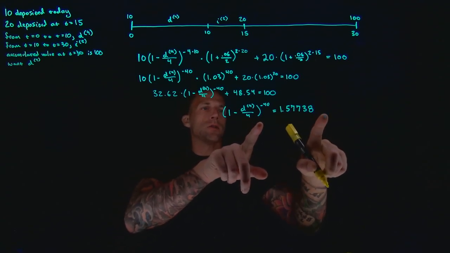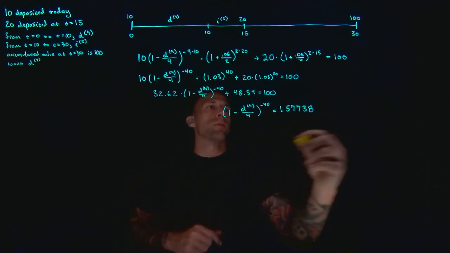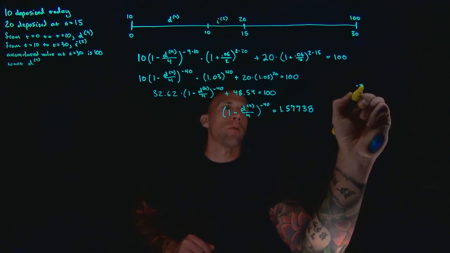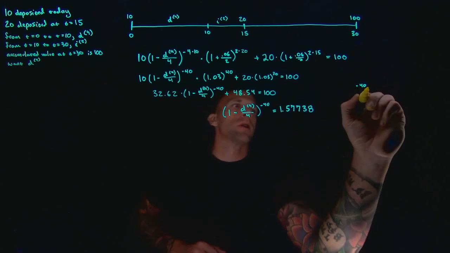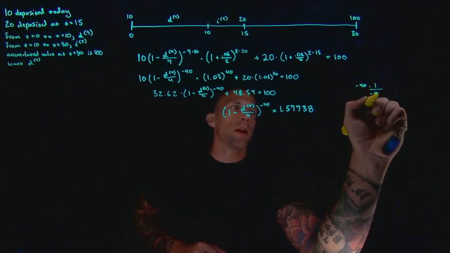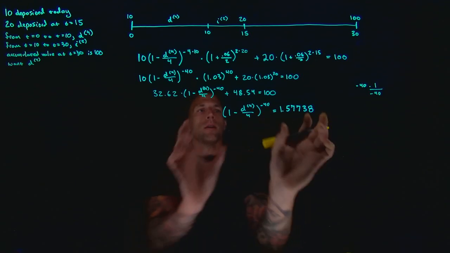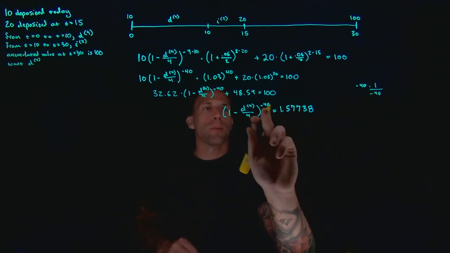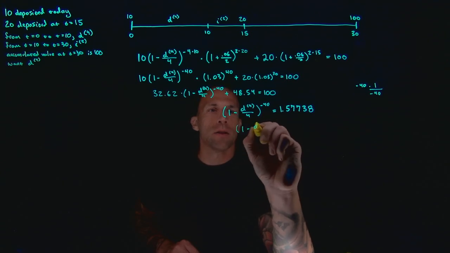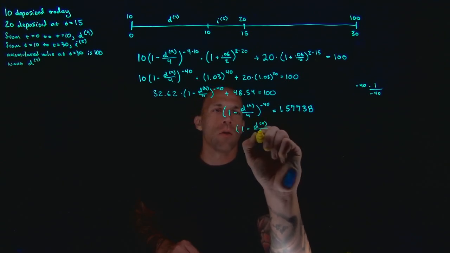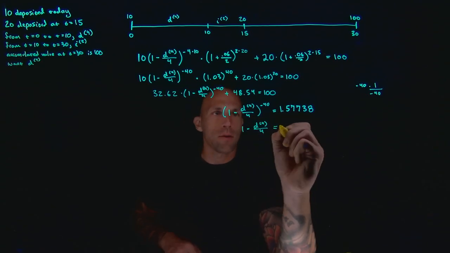Raising both sides to 1 over negative 40 because we want to cancel the exponent. So if we have an exponent of 40, the rule is to multiply the exponents. So 40 times 1 over negative 40 will simplify this exponent down to 1. So raising both sides to the reciprocal of this exponent gives us 1 minus our unknown over 4. And I guess I won't need parentheses from here on out.